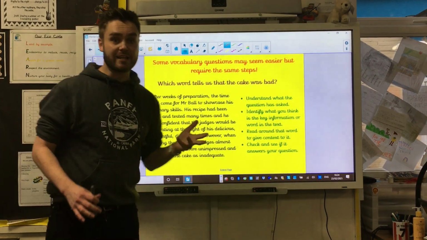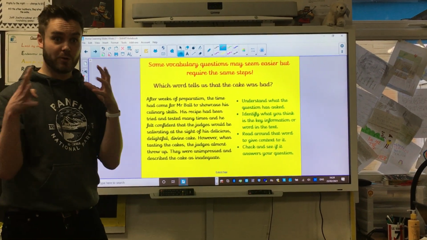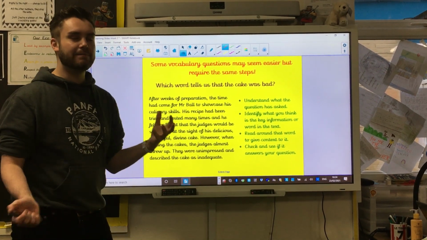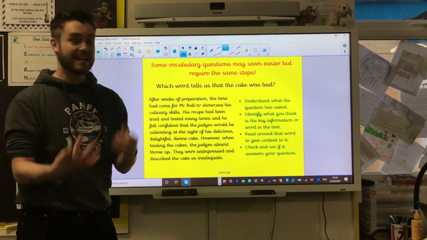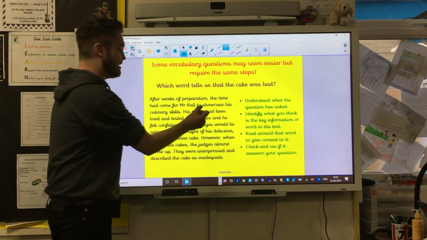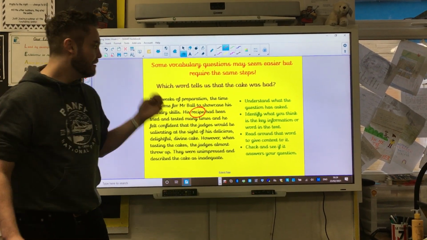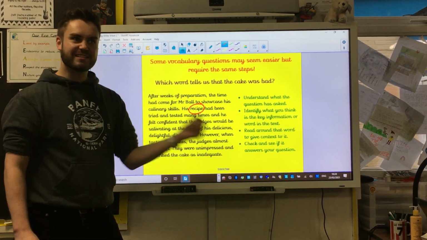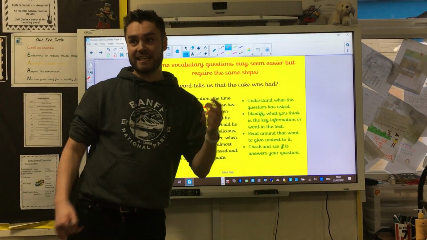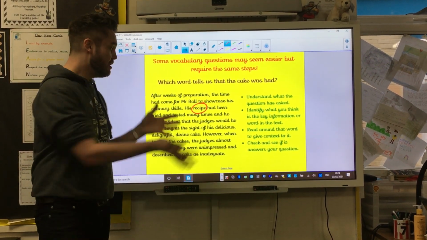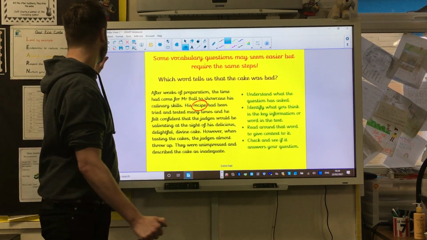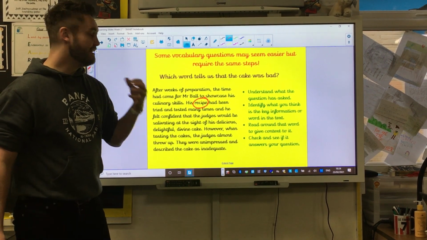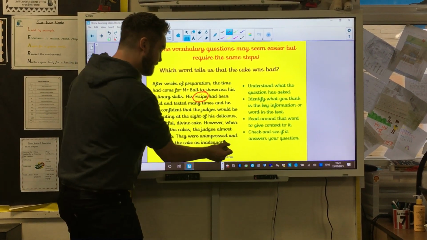So some vocabulary questions may seem easier but require the same steps. Which word tells us the cake was bad? Now you might be thinking, right, easy peasy, I've got to find the word. But again, you can't just locate any old word, because some of you might go, oh yeah, the word's recipe. Look, you've identified it, but read around that word to give context to it. It doesn't say anything about being bad there. So you have to then check to see if it answers the question. Well, we know it doesn't because the context isn't there. So it's really, really important that you look for that word carefully and make sure it fits the context.